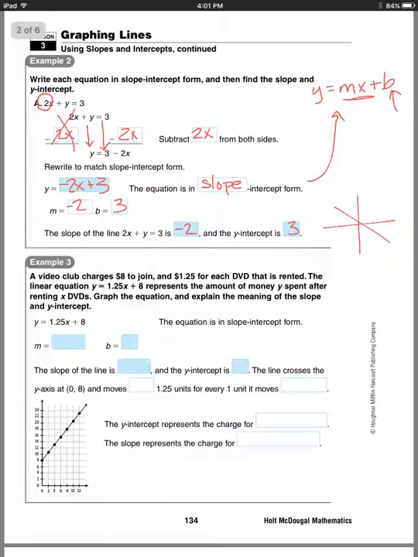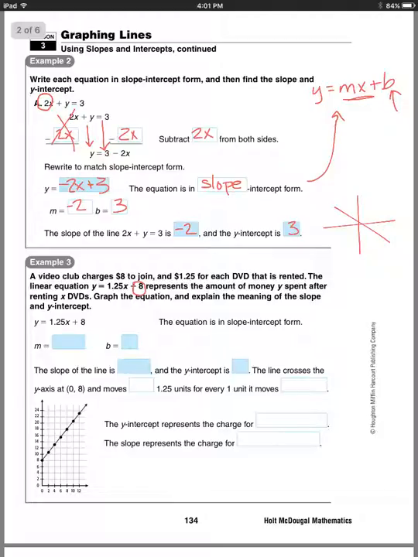A video club charges $8 to join and $1.25 for each DVD that is rented. The linear equation y equals 1.25x plus 8 represents the amount of money y spent after renting x DVDs, meaning that 8 you have to pay no matter what if you want to join the club. Okay, your monthly bill is going to be that $8 plus the $1.25 per however many DVDs you rented.